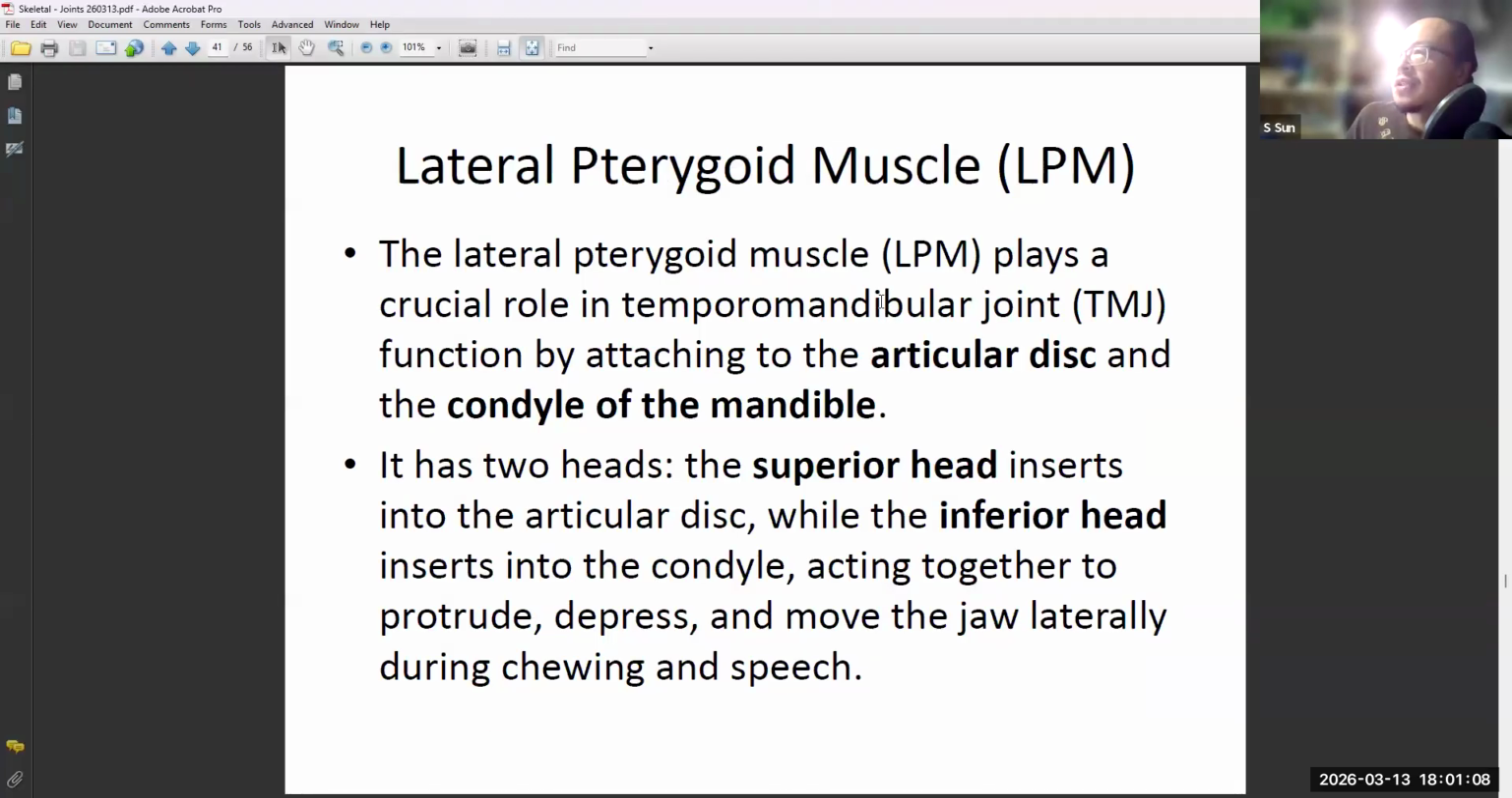So right here, the lateral pterygoid muscle is attached to the articular disc and also the condyle of the mandible, the condylar process of the mandible. And yes, two heads: the superior head is attached to the articular disc, the inferior head is attached to the condyle, acting together to lower your lower jaw. And so yeah, shown here.